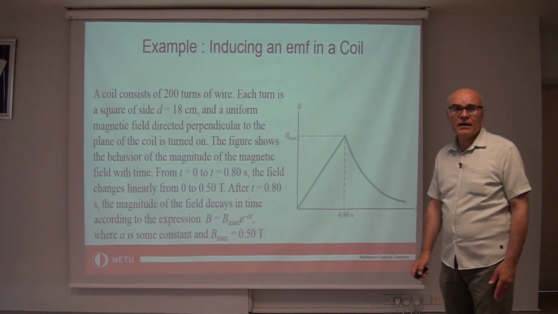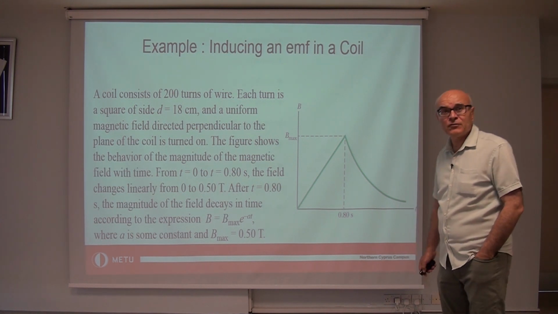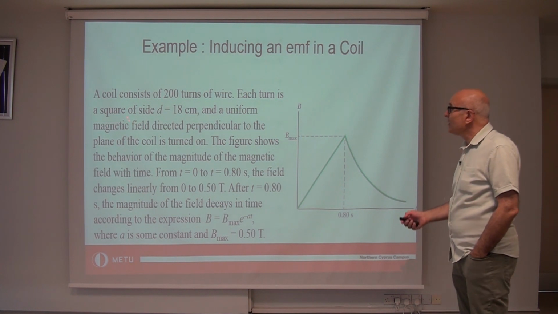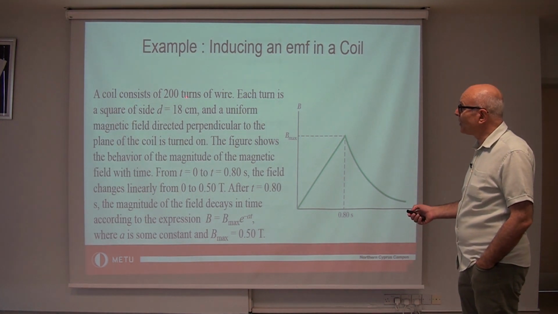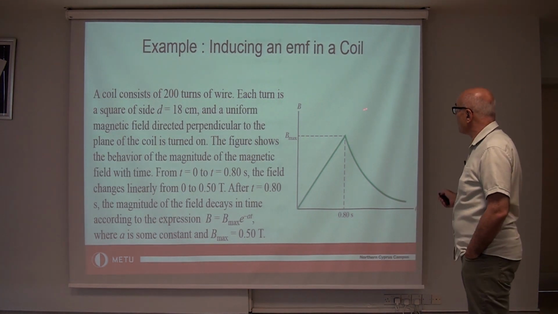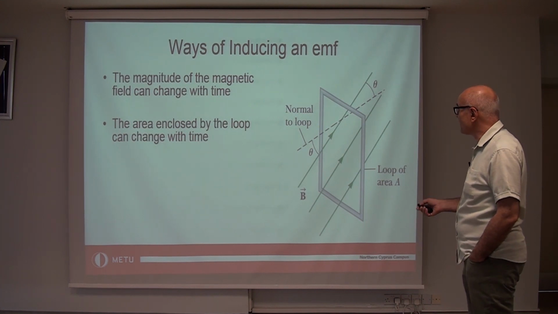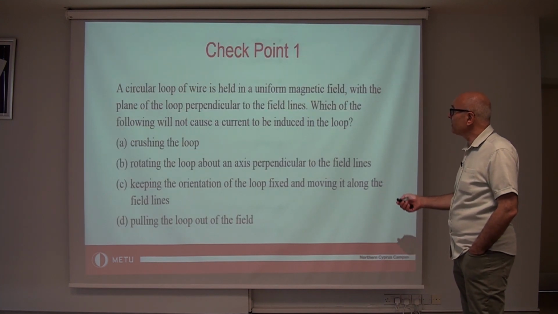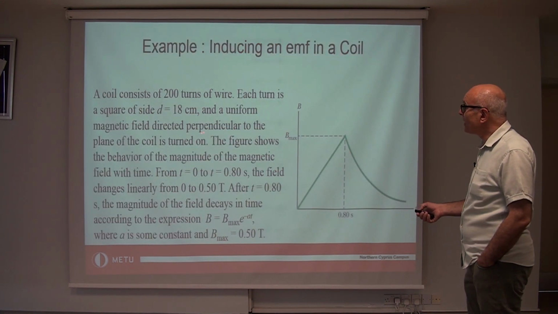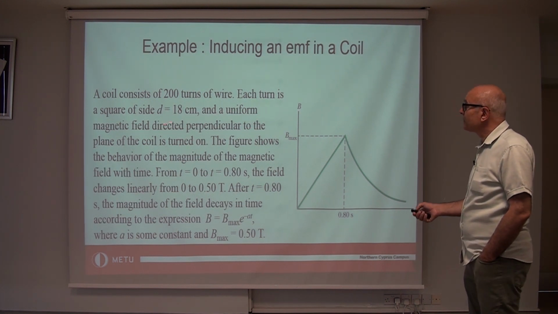Now let's consider a numerical example, okay, where we can numerically find what is the electromotive force and the current even. So we have a coil which has 200 turns of wire. Each turn is a square, okay? So the coil is a square, just like the one that we have seen here, okay? But here that one is a square, and its side is 18 centimeters, and it's in a uniform magnetic field that's perpendicular to the plane of the coil, okay?